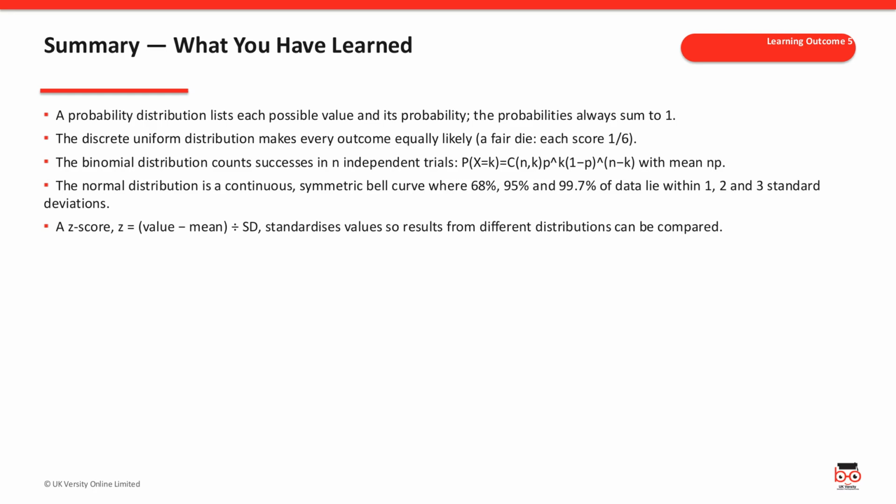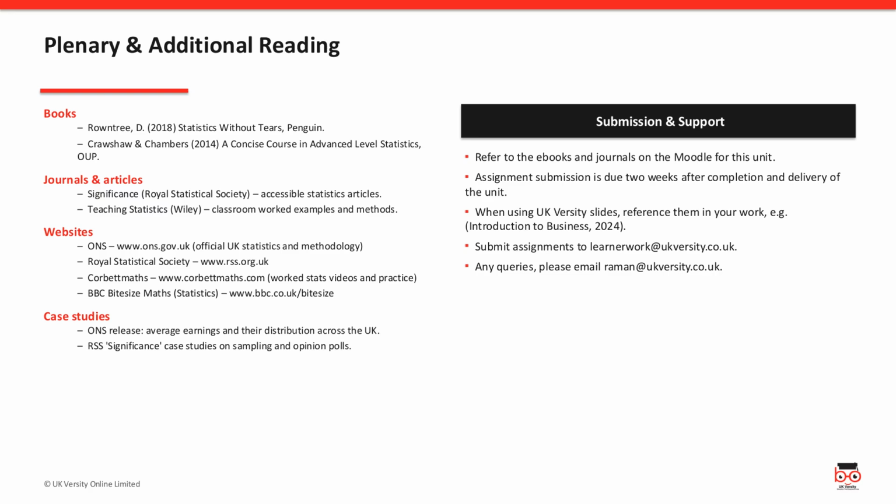And a z-score, the value minus the mean, divided by the standard deviation, standardizes values so results from different distributions can be compared. And with that, we've completed both the outcome and the whole unit on foundations in statistics. You can now recognize a uniform, binomial, or normal situation, calculate with each, and use the empirical rule and z-scores to make sense of the normal curve.